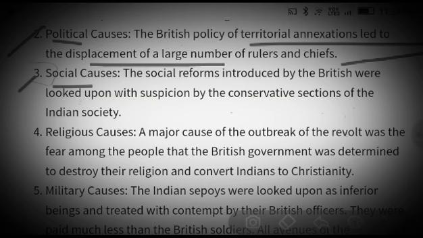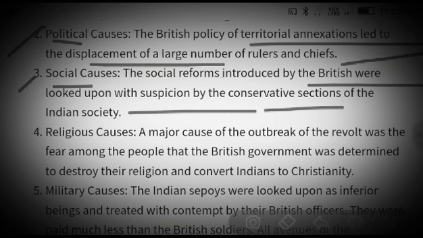Social causes. The social reforms introduced by the British were looked upon with suspicion by the conservative section of the Indian society.